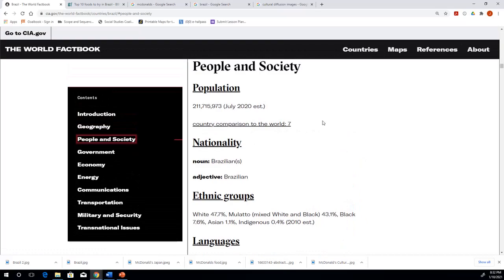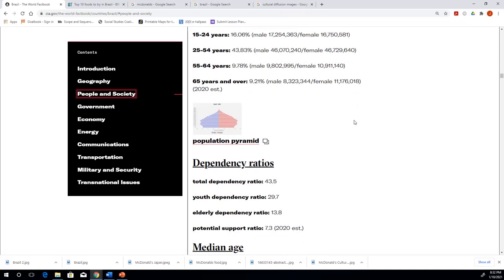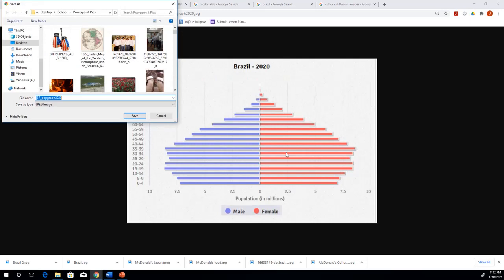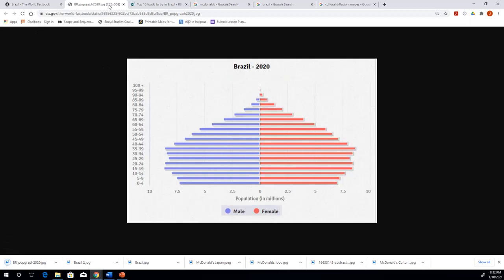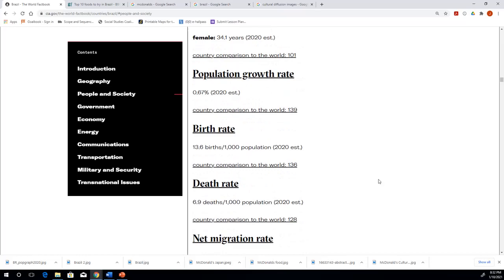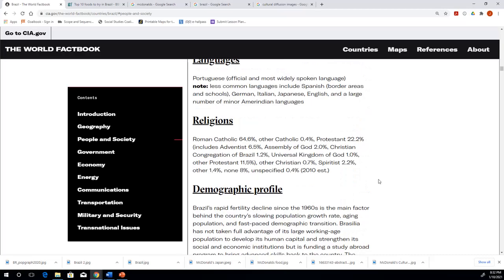You're going to scroll down. First thing we want is the population pyramid. So there'll be a population pyramid right here. You click on the two squares that are right here, and this page will pop up. All right, I'm going to save that image as, yep, Brazil picture. Good. Okay, and we can close that out. And then we need the GDP per capita. So let's keep scrolling.